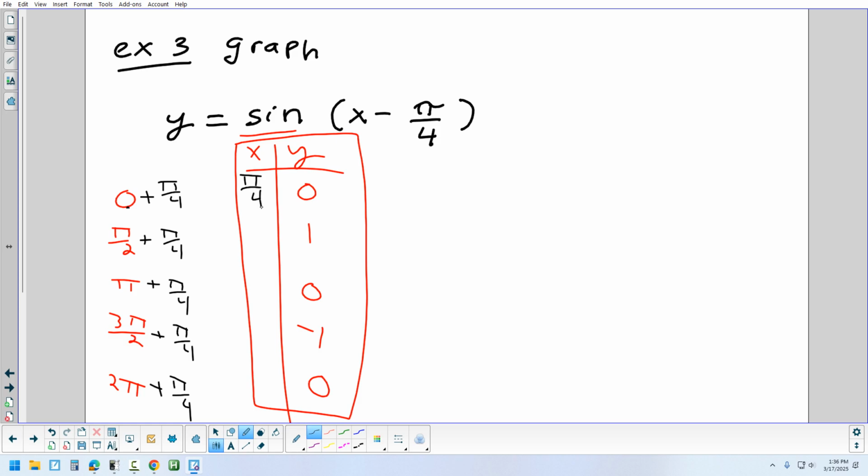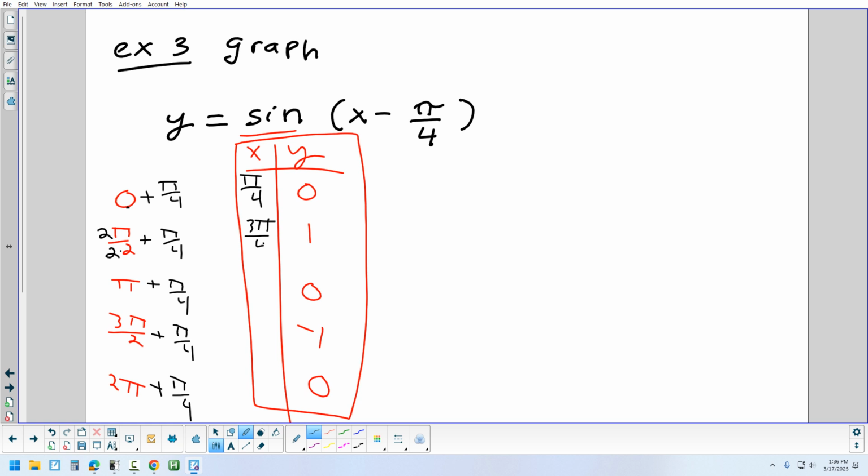Okay, the next one, pi over 2 plus pi over 4. What's your common denominator between 2 and 4? 4. So you're going to multiply the bottom by 2, 2 is 4 over 4, and the top by 2. 3 pi over 4. It's 3 pi over 4.